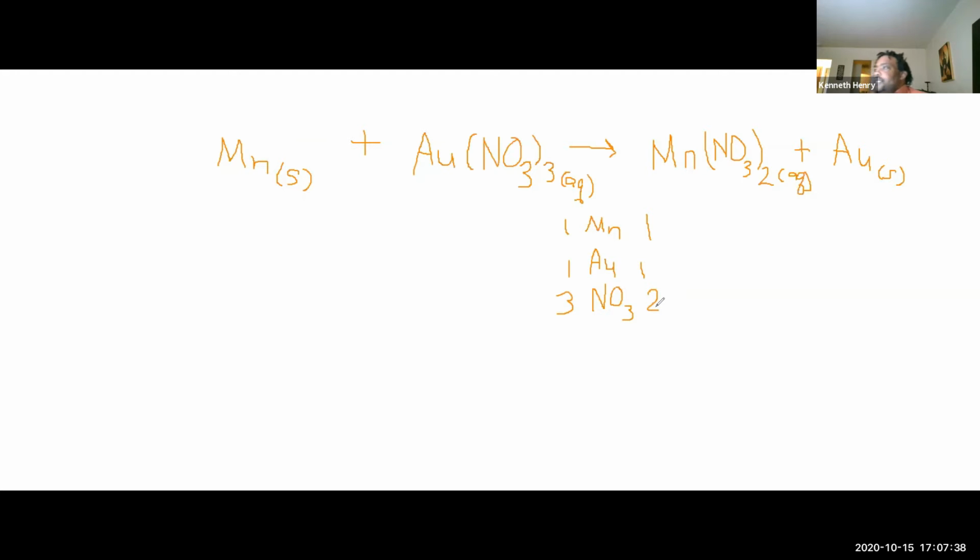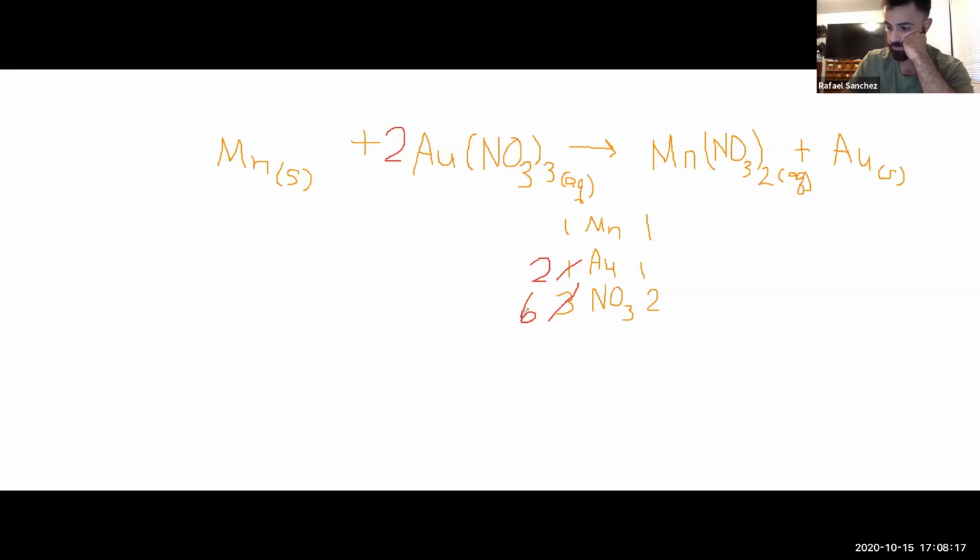Or is it balanced? No, it's not balanced. Would you add a 2 on the reactant side next to AU? So on the reactant side next to AU. Okay, so then that would give me 2, and that gives me 6. Is that balanced? No. Okay.